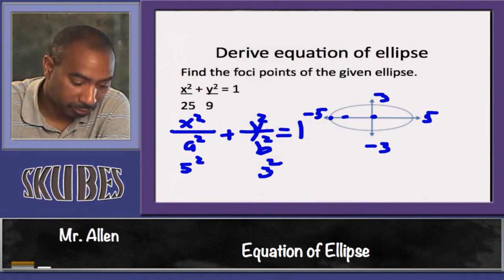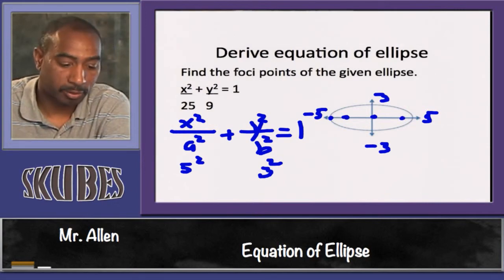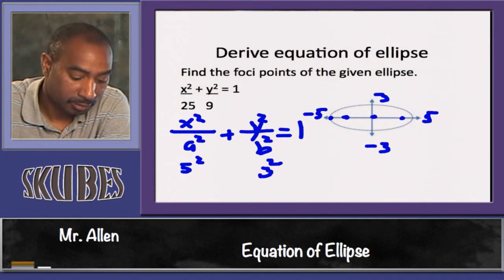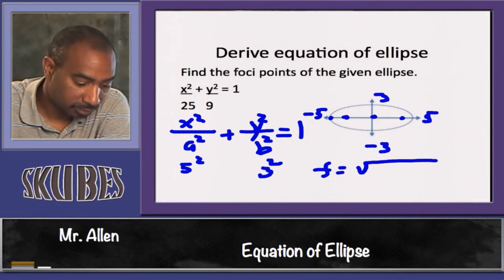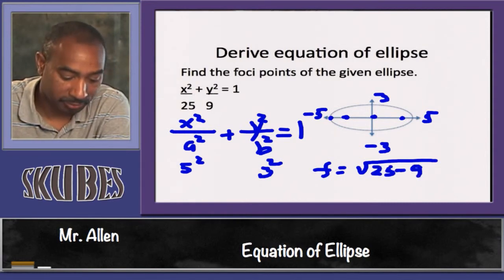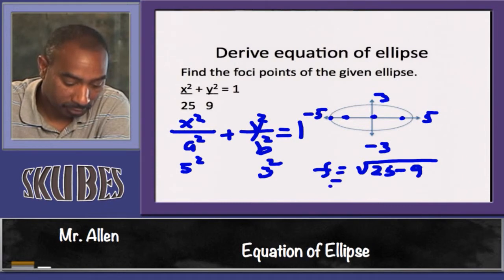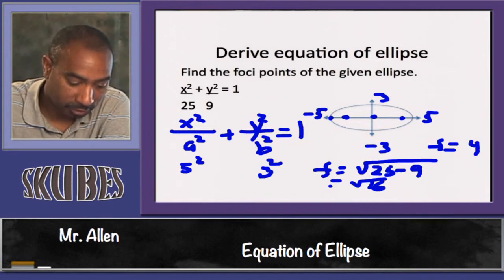But you want to figure out the focus points. You're going to use that formula I showed you earlier. So you're going to say f is equal to the square root. In this case, you got to put 25 minus 9 because you can't have a negative in the square root. This is going to be the square root of 16. So the focus point is going to be 4. So negative 4 and 4.